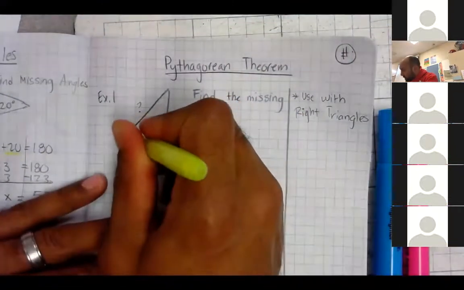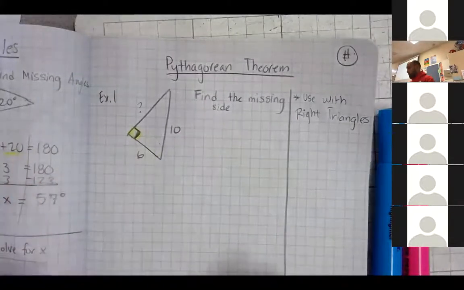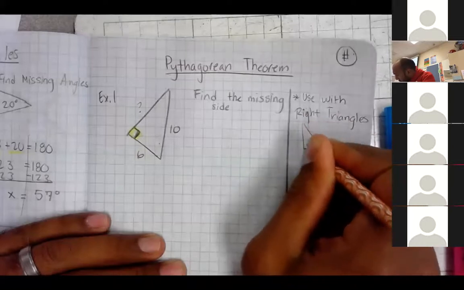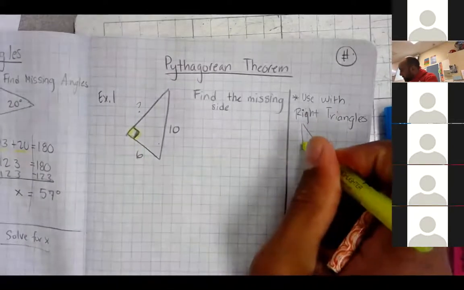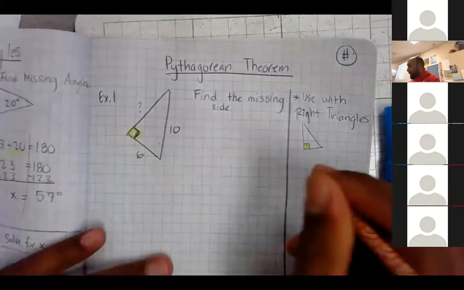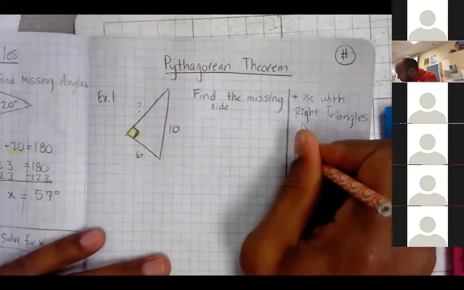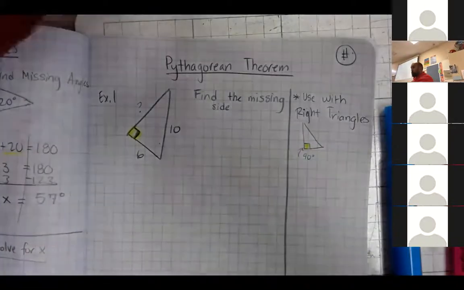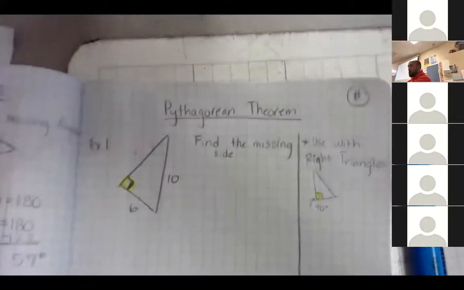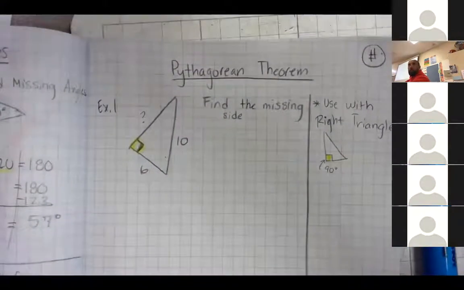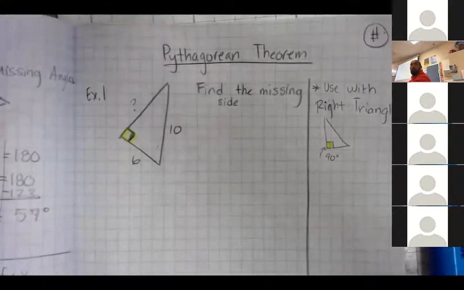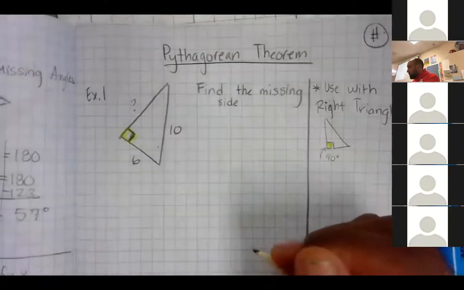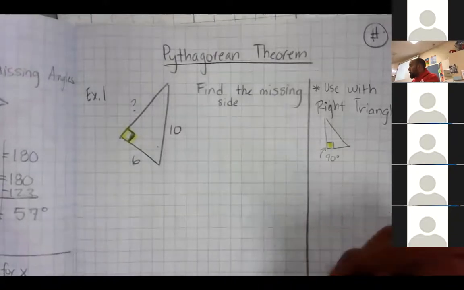So here is our right angle. I'm just kind of drawing this over here in the corner. Remember that that right angle is 90 degrees. Zoom in just a little bit. Okay, so we're only using this for right triangles.